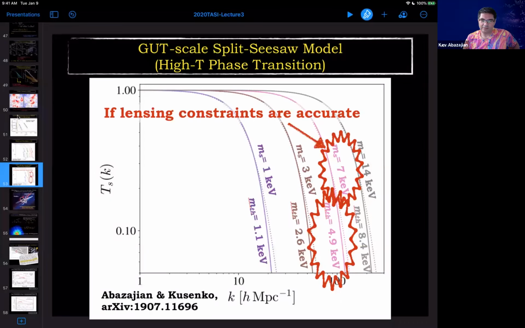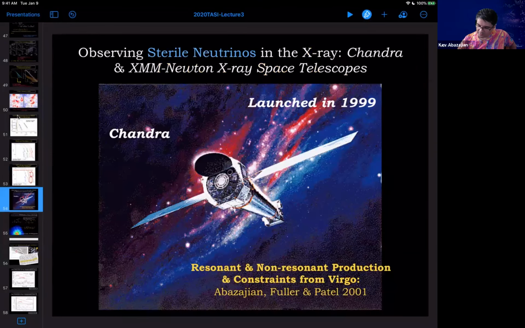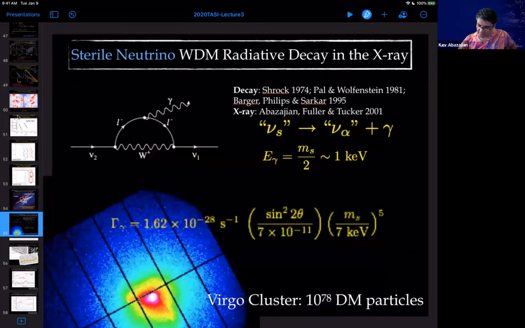That's the reason why 7 keV sterile neutrinos are of interest, which is the next topic. As I mentioned, back in 1999, Chandra and XMM-Newton were launched. In 2000, they started getting results. In 2000, 2001 is where the sterile neutrino as a dark matter candidate really started taking off.